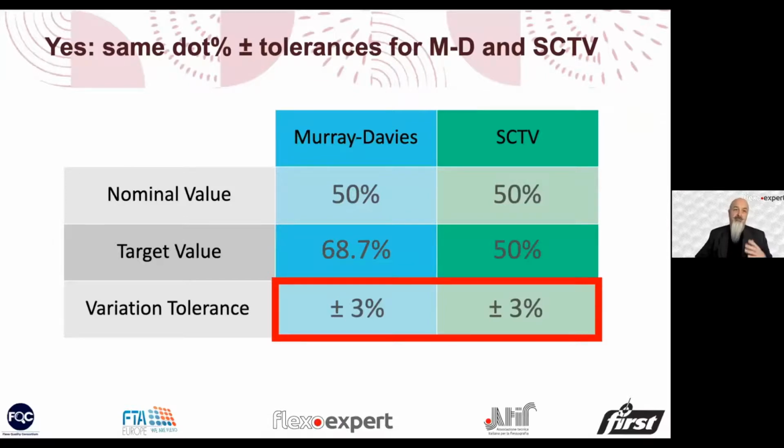So if we used to print 50% at 68.7 plus minus 3% in Murray Davies, now 50% prints 50 in SCTV with the same variability tolerance, plus minus 3%. It's really just that easy. So we don't even have to change the tolerances.